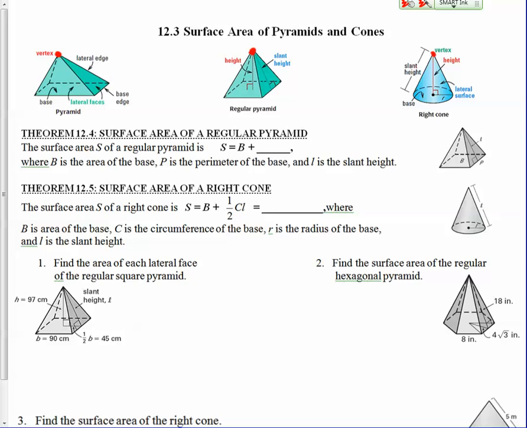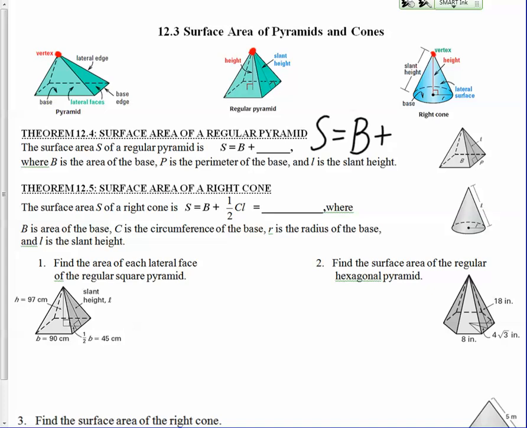So, surface area of a regular pyramid. Think about that. Surface area, we need to add all the faces again. But there's only one base, so you will calculate the area of the base and you will start from that.